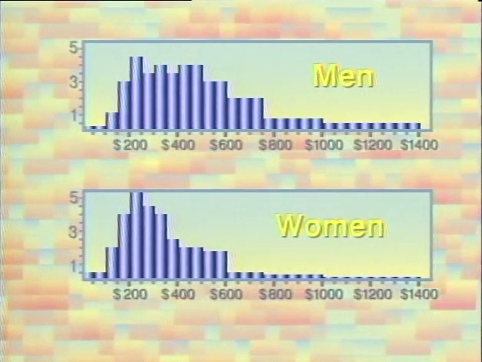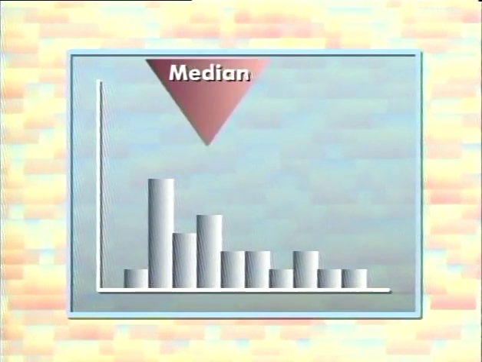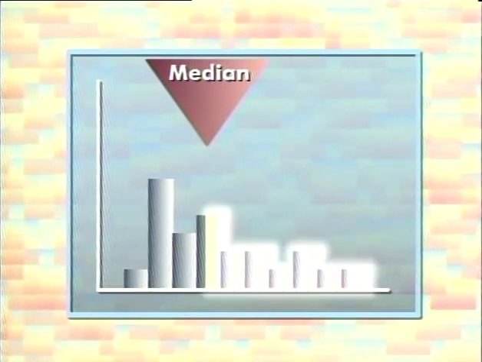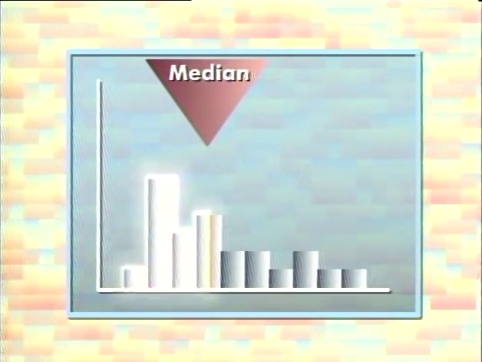But pictures are seldom enough. We also need to describe situations like this with numbers. In particular, we need a way to describe numerically the center of distributions like these. A good way to measure the center of skewed distributions is with a statistic called the median. The median splits a distribution in half. Half the values lie above it, and half lie below.